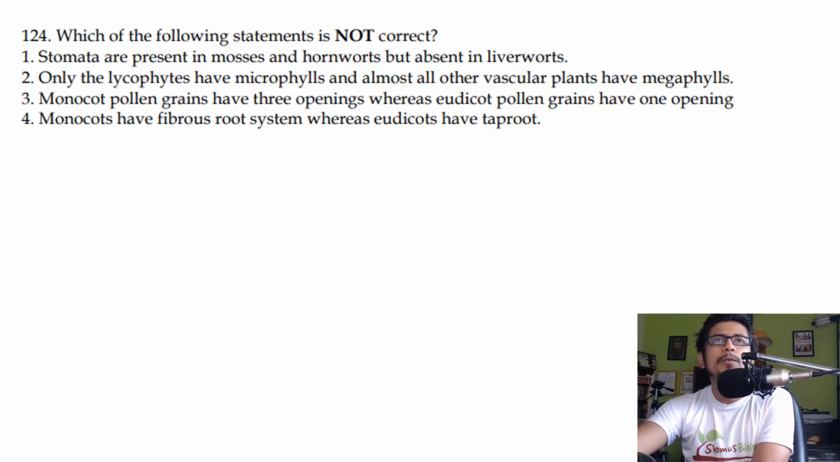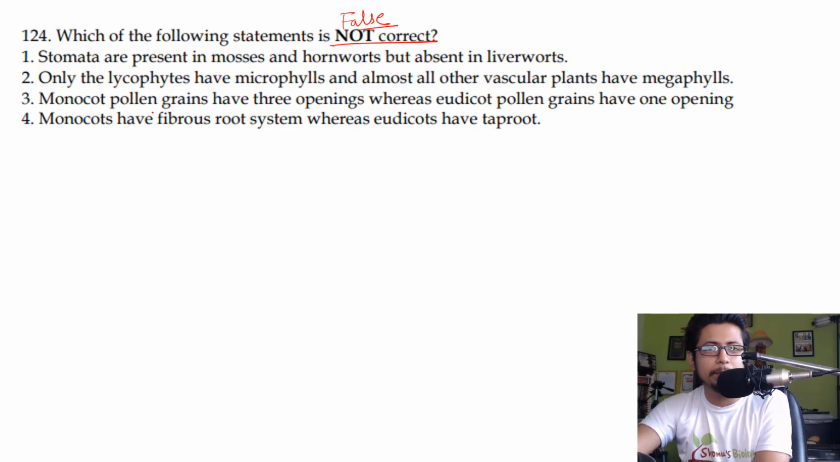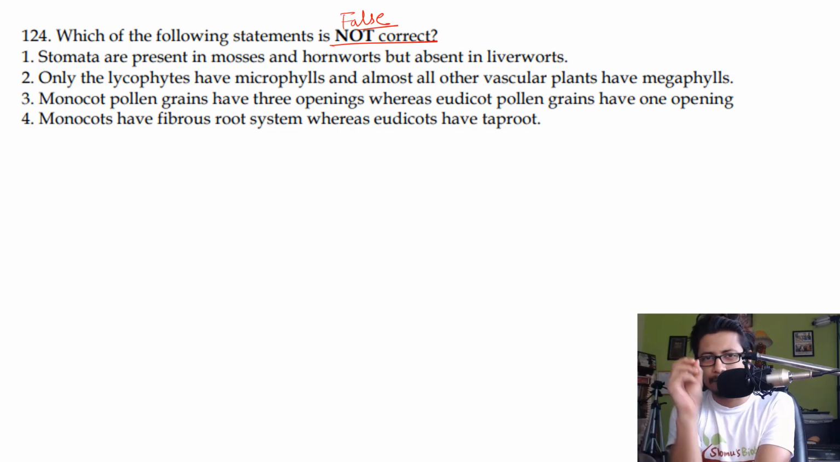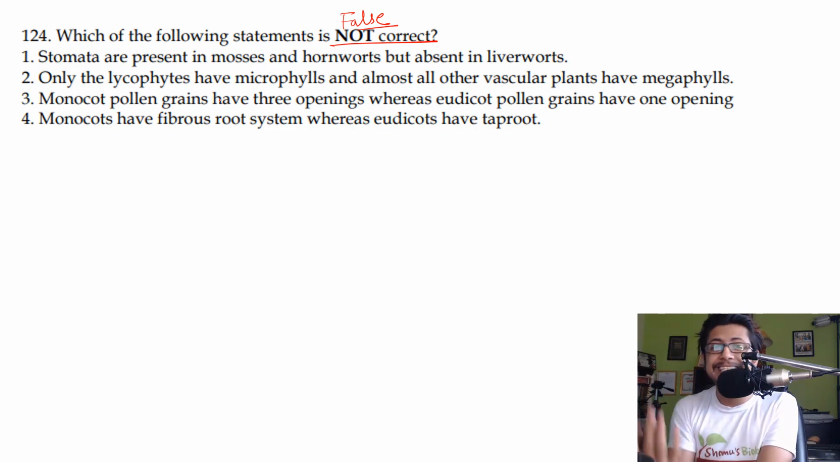Now this one: which of the following statements is not correct? That means which of the following statements is false? Stomata are present in mosses and hornworts but absent in liverworts. One big point is that you will see very few questions like this in part C, where there are 4 statements and the details are given in the options. Generally the options are small combinations and the details are given in the statements. Those questions are easy to answer, but these questions are difficult. You need to know the correct and the wrong ones.